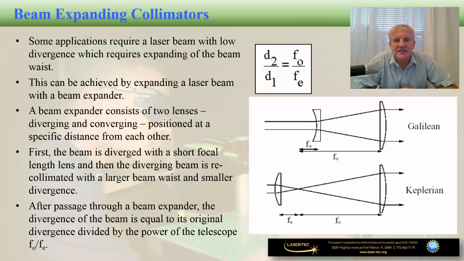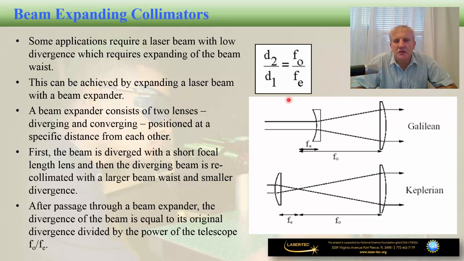And finally, as the last slide in this lecture, we want to look at so-called beam expanding collimators. Divergence is a very important parameter for lasers. In many applications, we would want to reduce the divergence of the laser. What do we mean by divergence? By divergence, we mean that the diameter of the laser beam is expanding as the laser beam is moving away from the laser. So certain applications would require a laser beam with a low divergence, but at the same time a significant beam width.